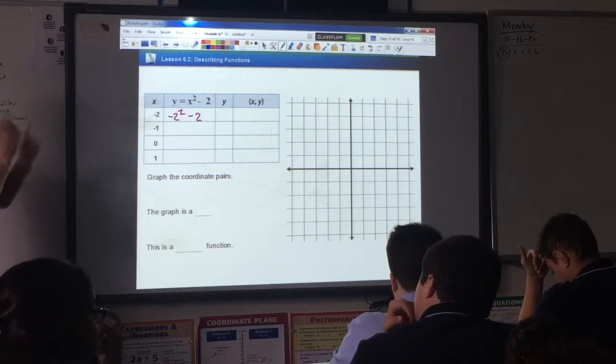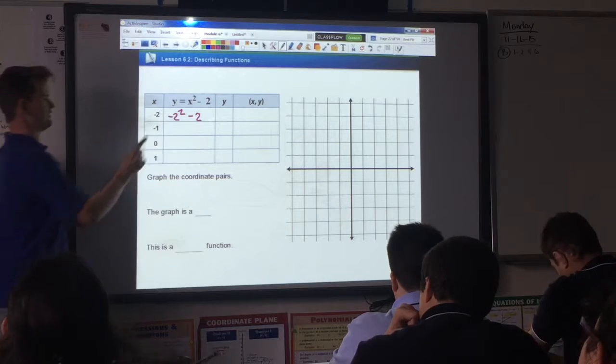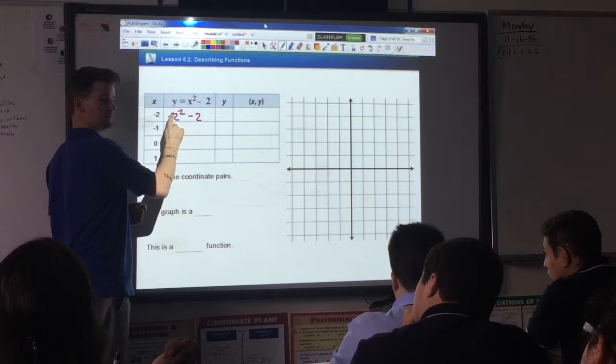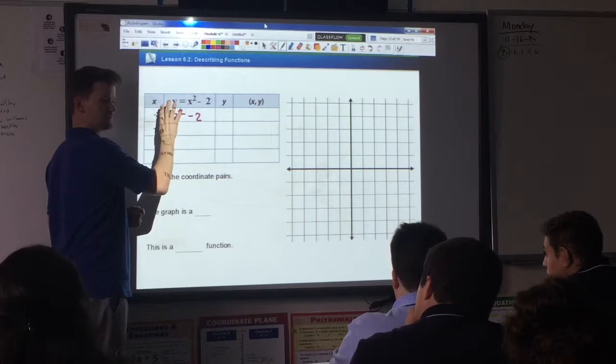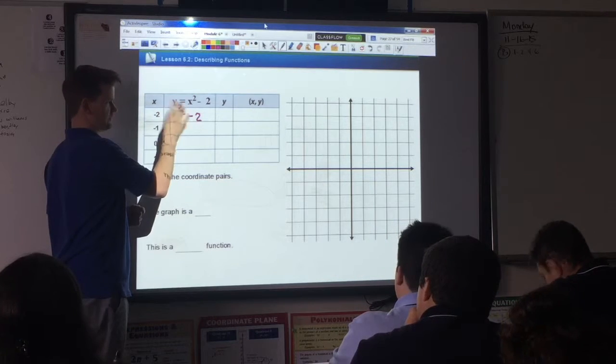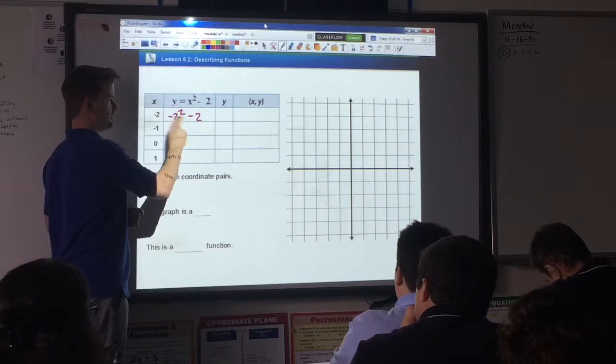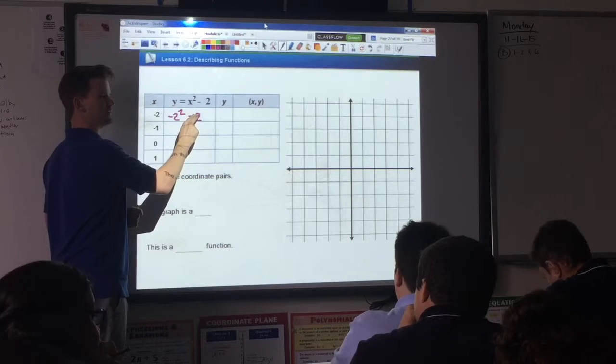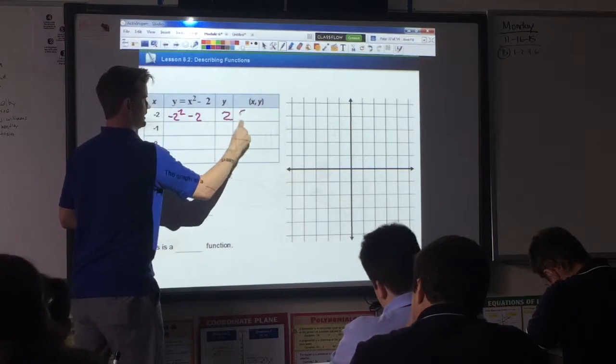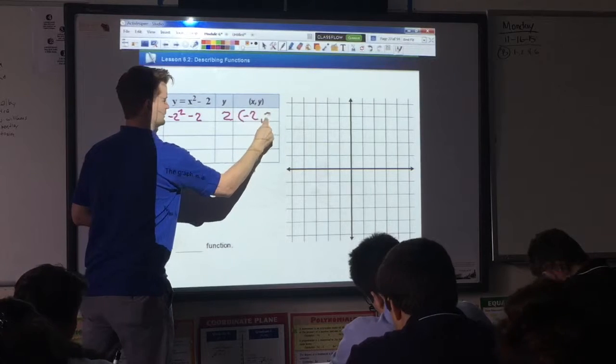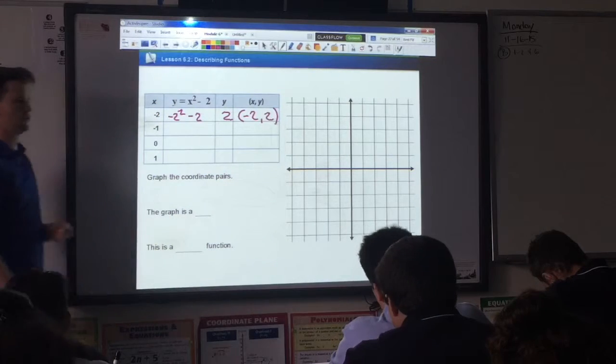Positive 4. Positive 4, good. Two negatives make a positive, so you have positive 4. When we square negative 2, guys, we'll get a positive 4, because two negatives always make a positive when we multiply or divide. So we're going to have 4 minus 2. What's 4 minus 2, Emily? 2. So we get negative 2, comma, 2. That's my first coordinate pair.